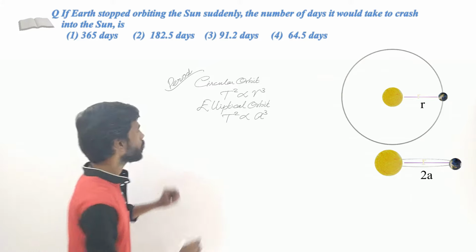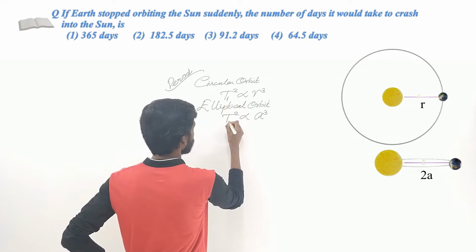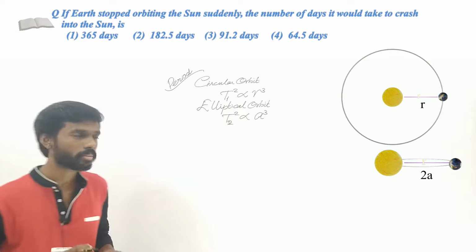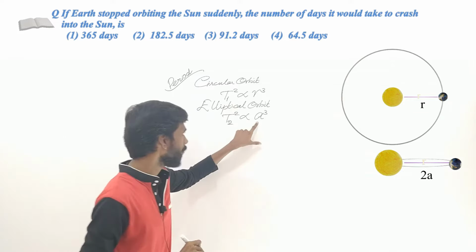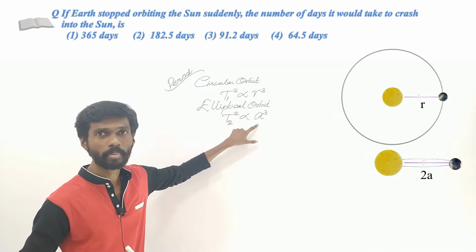Alright, so there are two situations here. So here in this case I'll take this as T1, this is T2. So two different time periods. Alright, so here the length of the minor axis, this is length of the major axis.